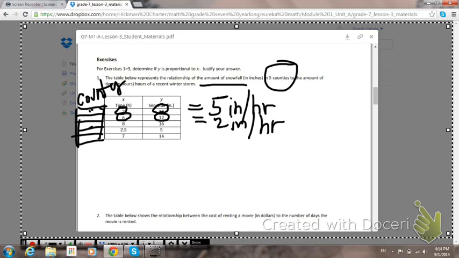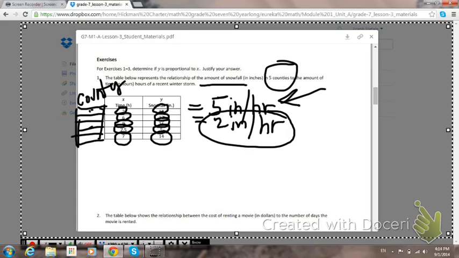Then if we go on, we see in County C, that same 2 inches per hour. In County D, 2 inches per hour, that's 5 inches in 2.5 hours. And then in County E, 14 inches in 7 hours. Again, all of those are 2 inches per hour. Now, if it wasn't for this one being different, we could say that this table does represent a proportional relationship.